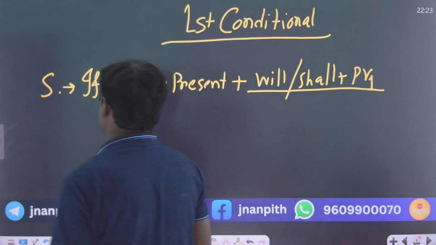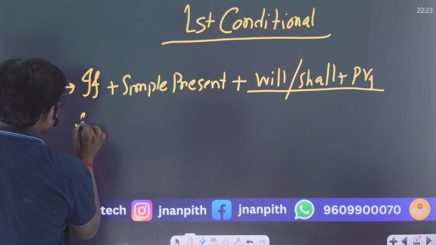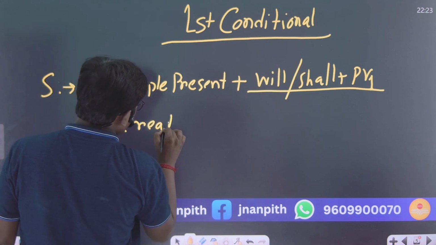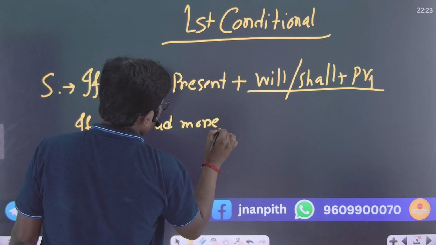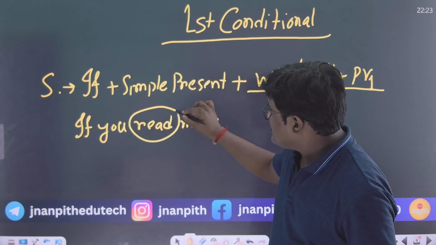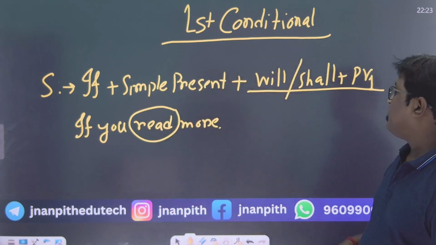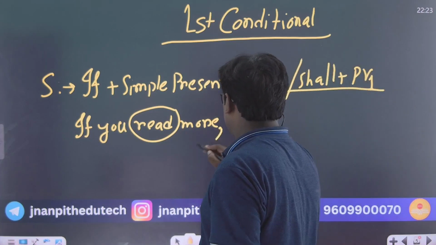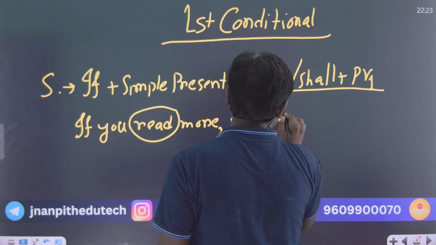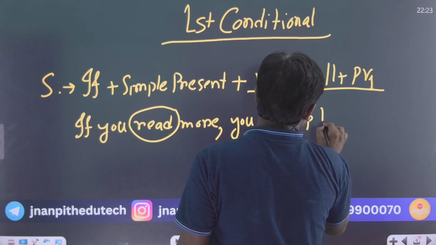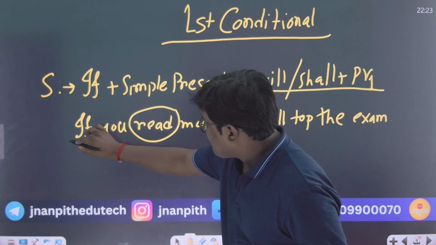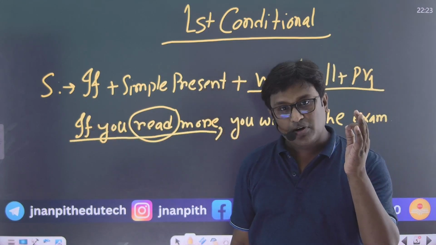Let's see an example. If you read more, example of present tense, the verb is in PV1 form. Okay, punctuation mark. If you read more, you will top the exam. If clause, this is a subordinate clause.